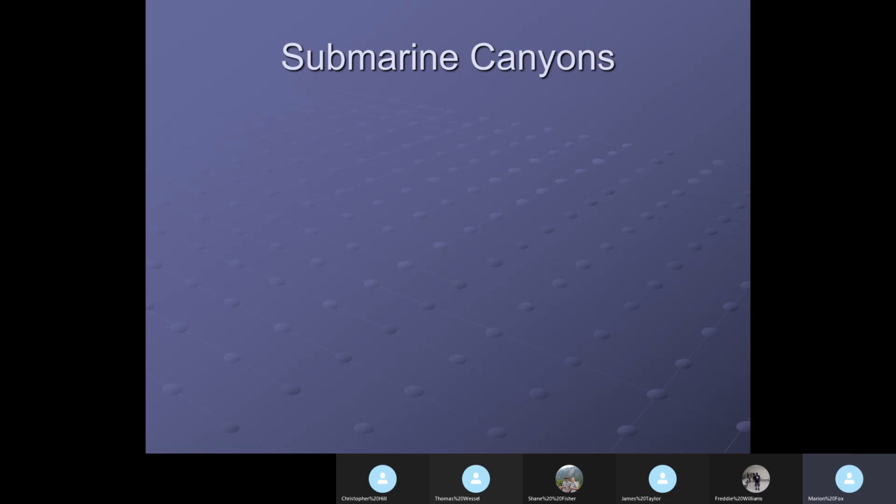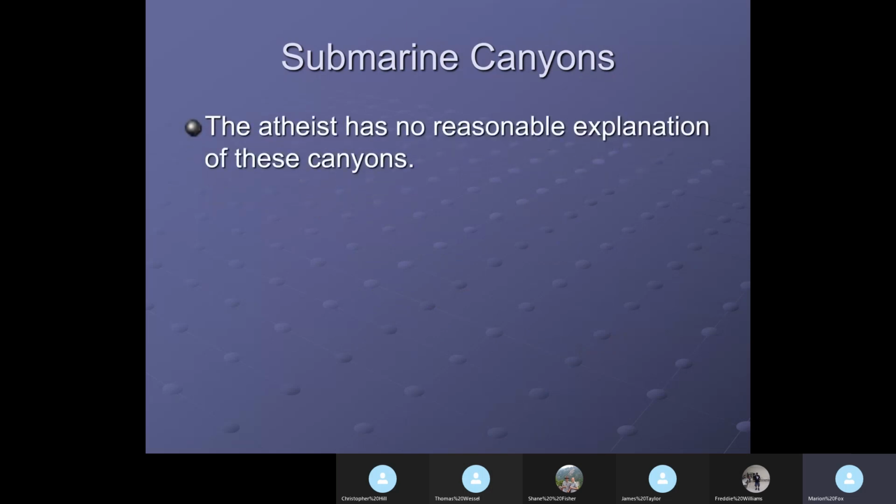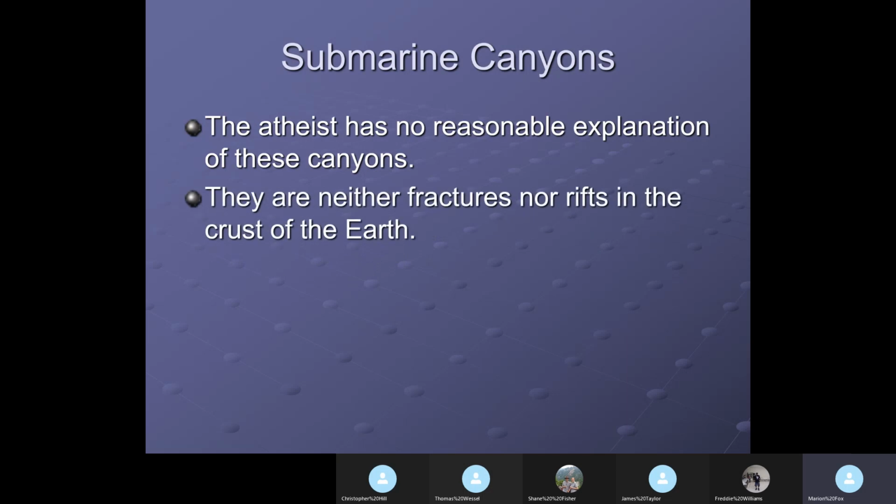In this lesson, we're continuing our study of the submarine canyons, and particularly the ice caps and how they occurred. Now, we'll tie the submarine canyons into this a little bit later. They were caused by, I believe, two different things. They are neither fractures nor rifts in the crust of the earth. So these canyons do not follow fractures or rifts in the earth, at least most of them don't. There may be one or a few that do, but most of them don't.